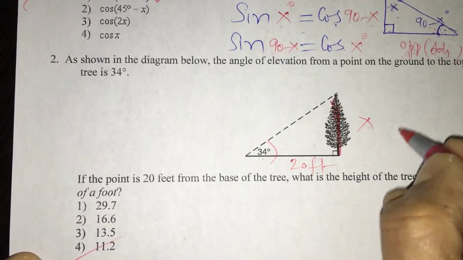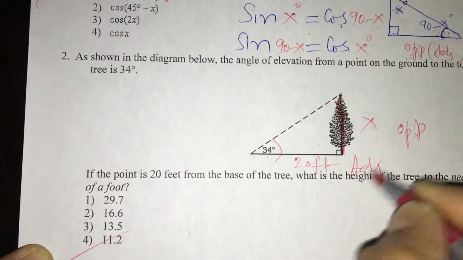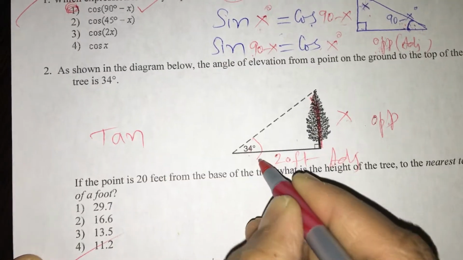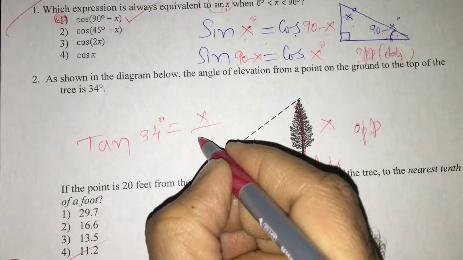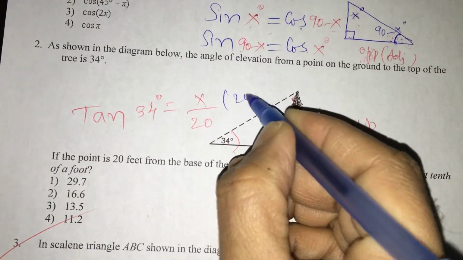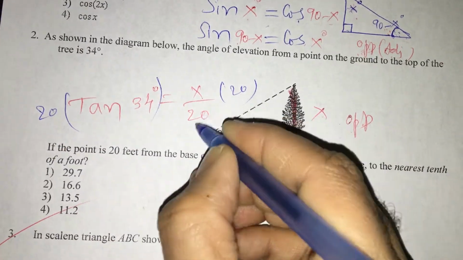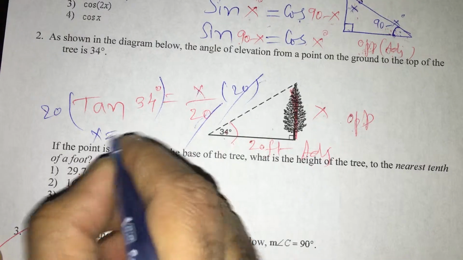Therefore, for this 34, this is the opposite side. For this 34, this is the adjacent side. Opposite and adjacent are connected by tan. Therefore, tan 34 is equal to opposite x over adjacent 20. I want the x value. So I am multiplying by 20 on both sides. Therefore, the 20 and 20 cancel, and I get the x value.